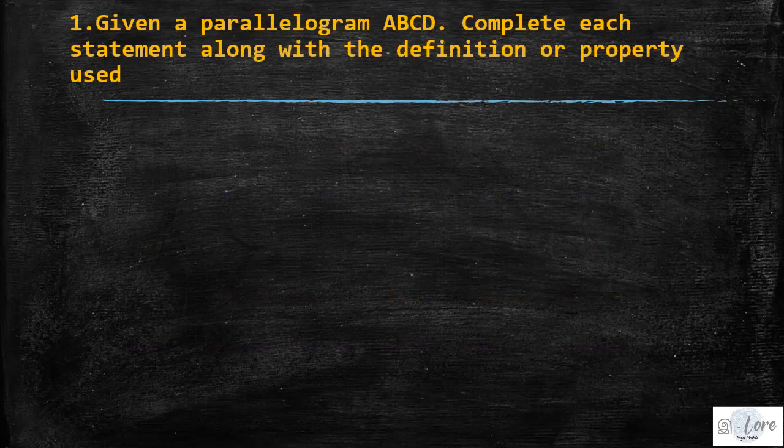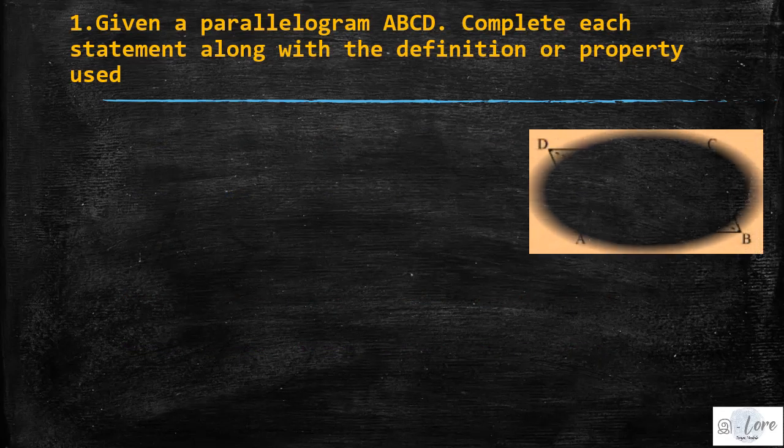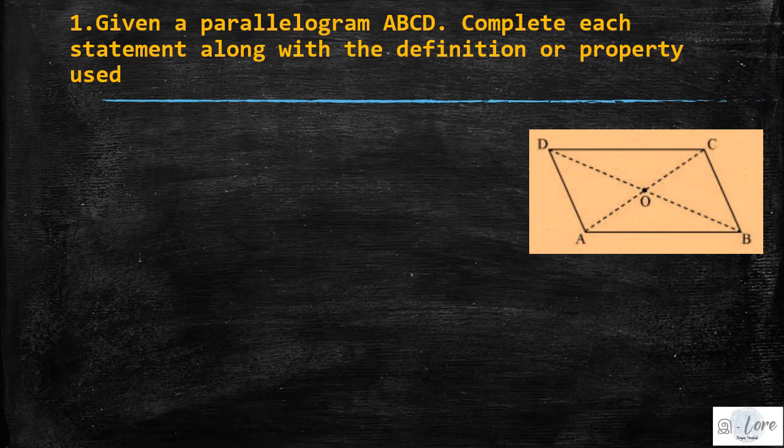Now we can come to the exercise problems by applying those concepts. The first problem: given a parallelogram ABCD, complete each statement with the definition of the property used. The problem is given here. It's a parallelogram ABCD. We know the properties of a parallelogram: opposite sides are equal, opposite sides are parallel, and diagonals bisect each other. These are the properties we are going to use.